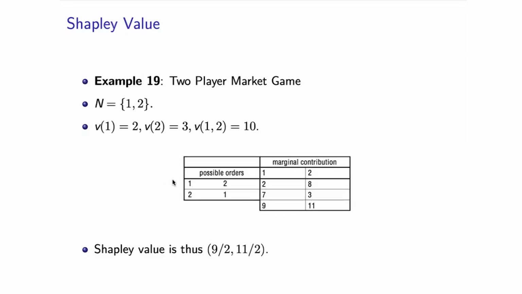What about the order 2 first and then 1? In this case, 2's marginal contribution is going to be 3, and then 1 enters, increasing the value of the coalition to 10. So therefore, 1's marginal contribution is 7. Again, you add up the total marginal contributions. So this is 9 for 1 and 11 for 2, and then you divide by 2 because you have these 2 possible orders. So the Shapley value for this case is going to be 9 by 2, comma 11 by 2. Okay, so that's the way in which you do it.